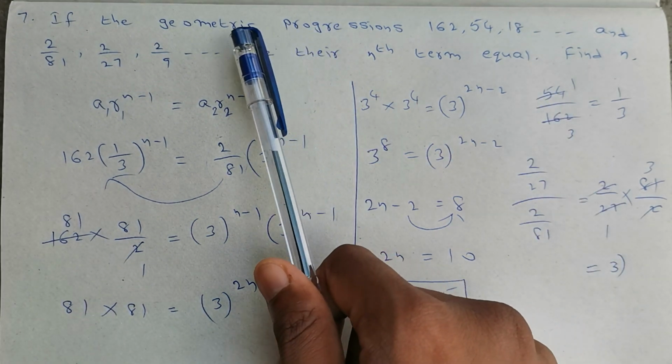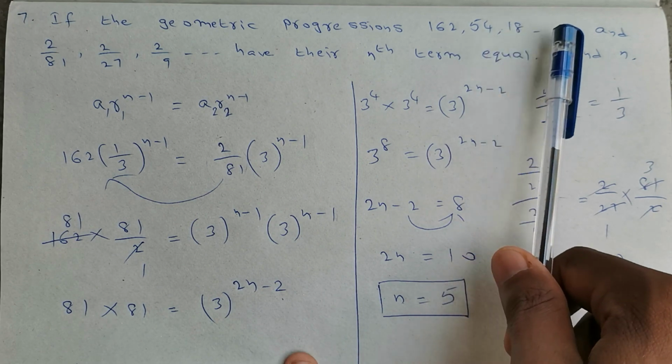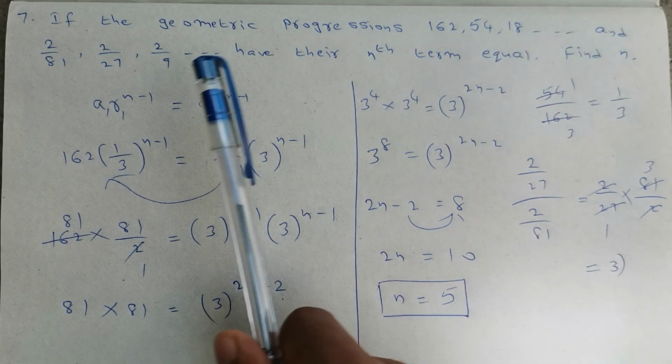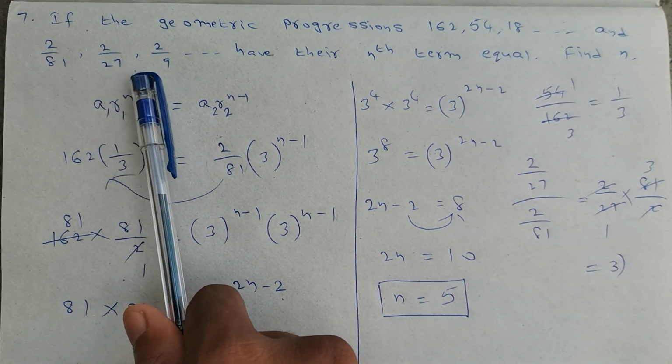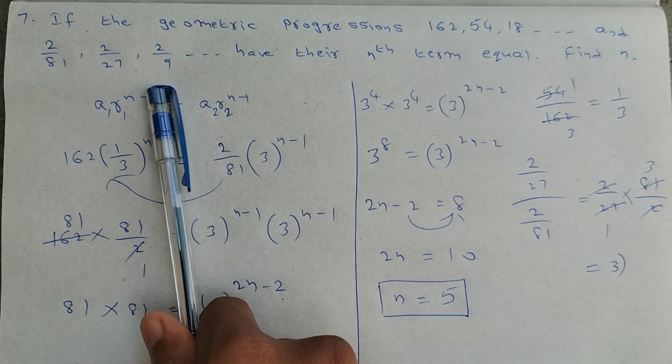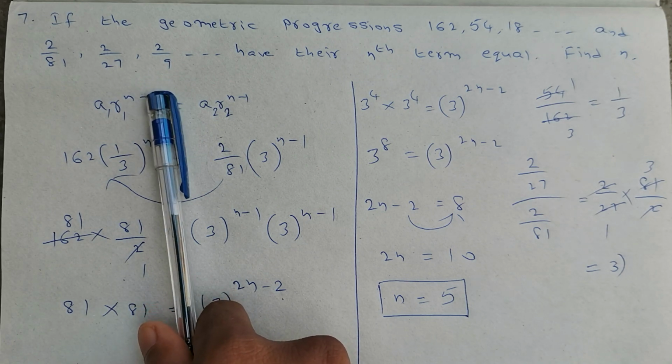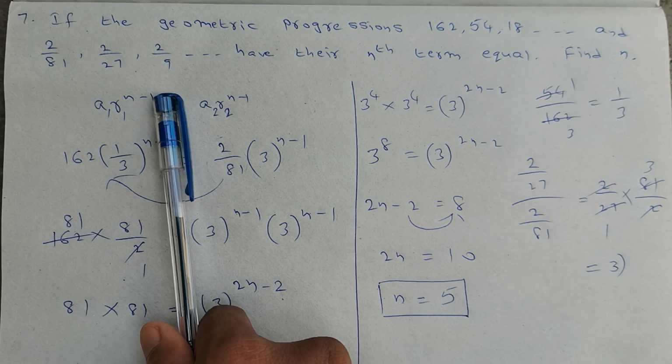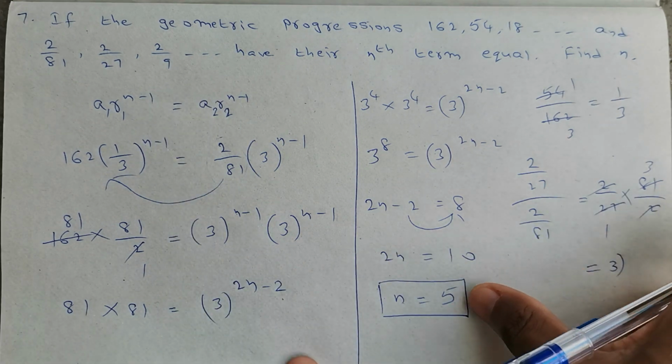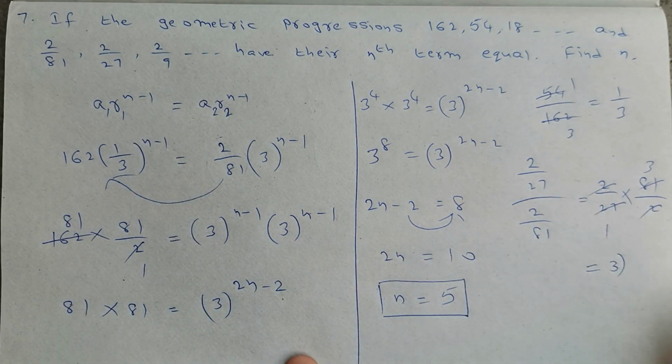So in the first GP, if we find the fifth term, and in the second GP also, if we find the fifth term, both the fifth terms are exactly the same number. So that is exactly the n value.